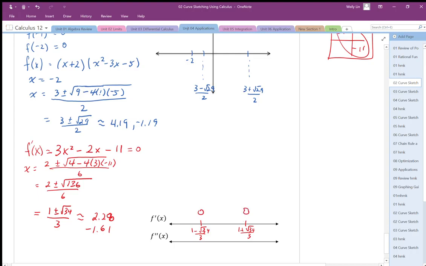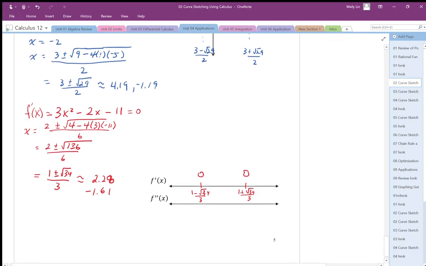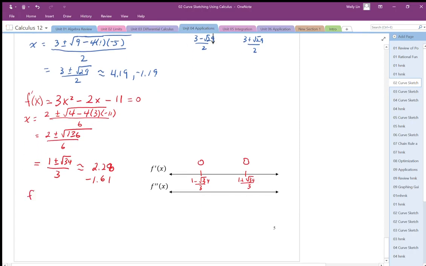Okay, and I can test my slopes in between, so I can do my slope check here. F prime of 0, when I plug it in, is going to be negative. So I know it's going to be going down through here. Okay, so that's going to be a max. That will be a min. Just want to double check my other coordinates here.